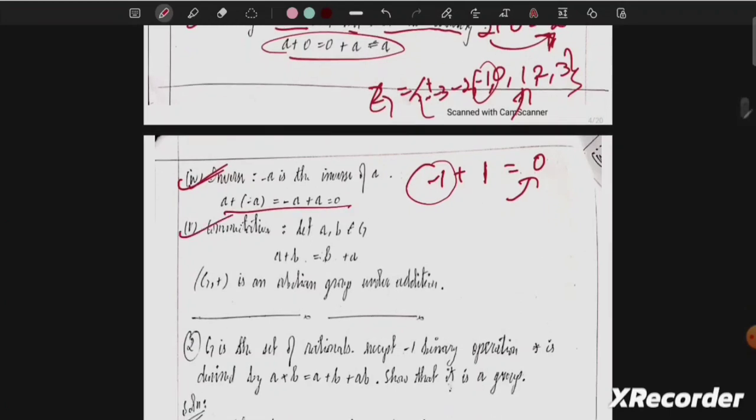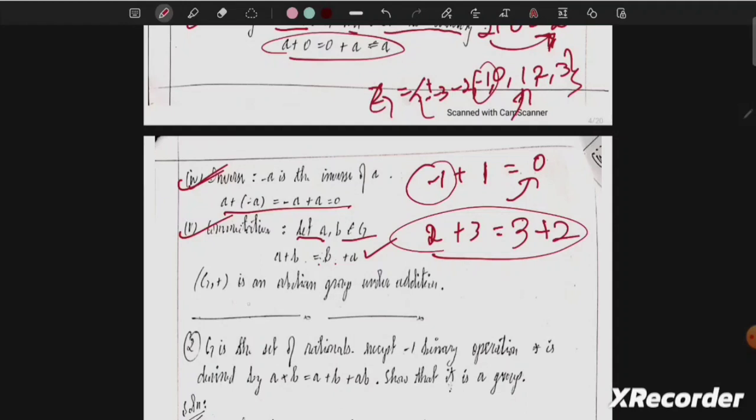The next one is the commutative property. Let A, B belong to G, A plus B equal to B plus A. Obviously it is satisfying the commutative property. For example, 2 plus 3 equal to 3 plus 2. Thus G, plus is an abelian group under addition. I hope that is clear.